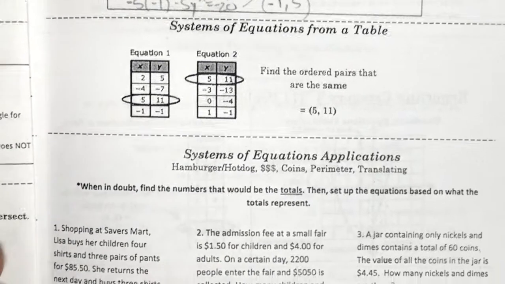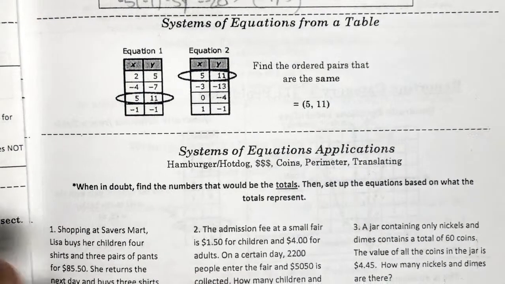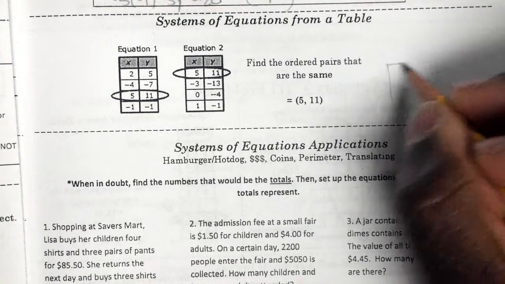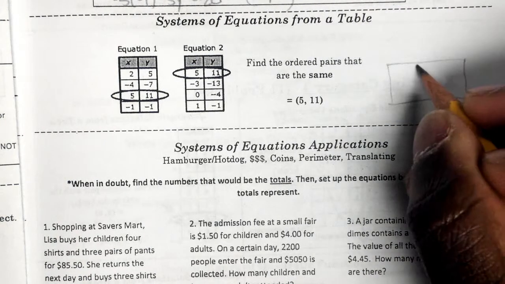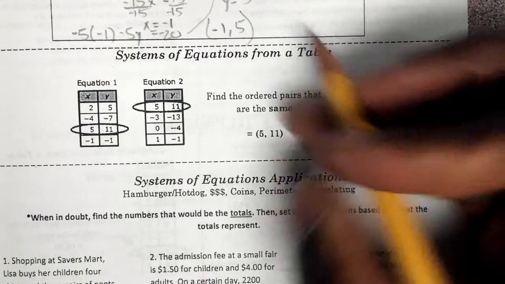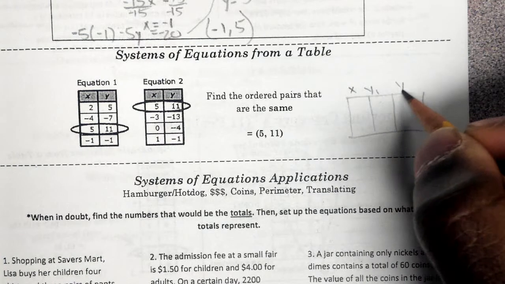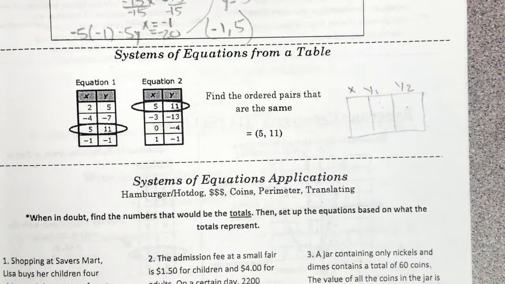Alright, when you're looking at a table, you just find where they have the same y value. Sometimes you'll have a table that puts both of them together, like so. The same table will be x, y1, y2. You're just finding where the y's are the same.